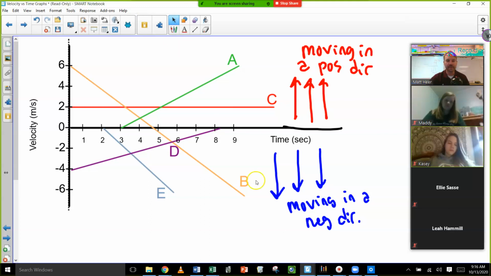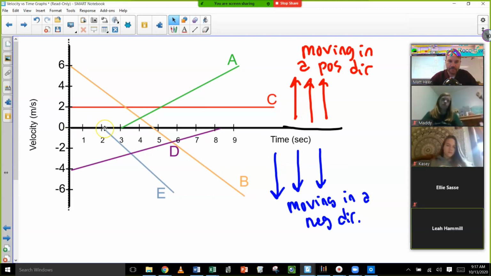Let's go with E. Is E getting faster or getting slower? Speeding up. Why? Because it starts at a velocity of 0, and even though it's moving in the negative direction, it's accelerating. That's exactly right.